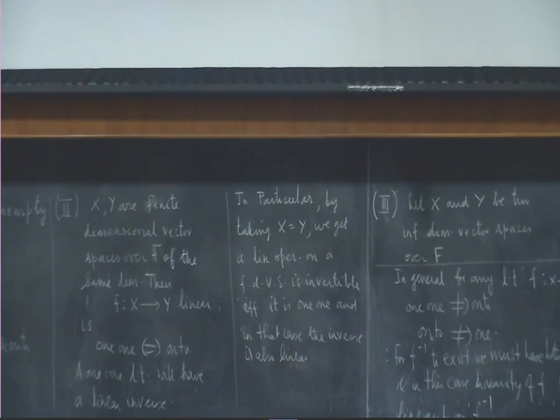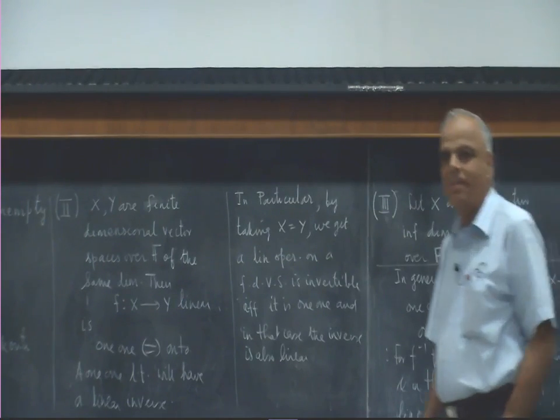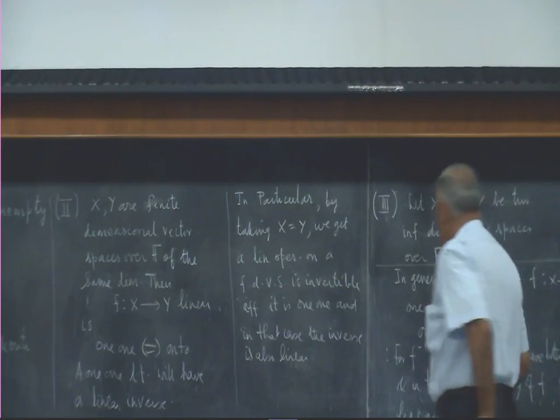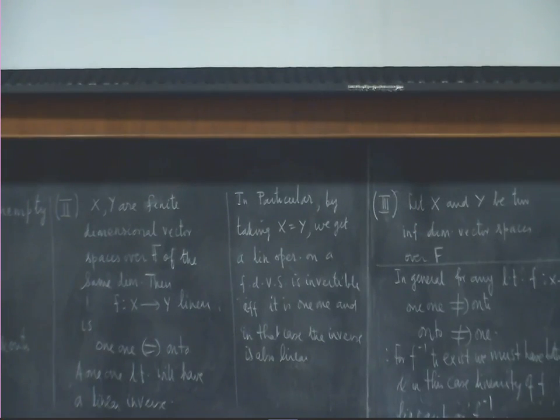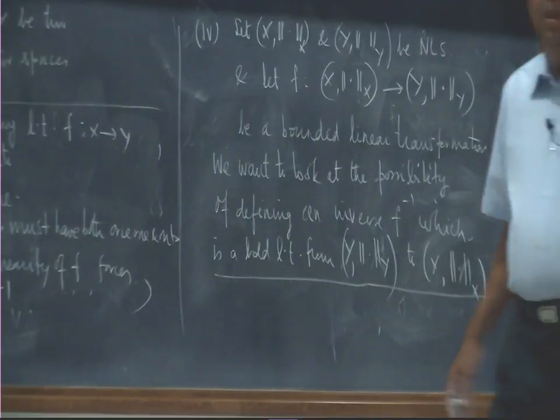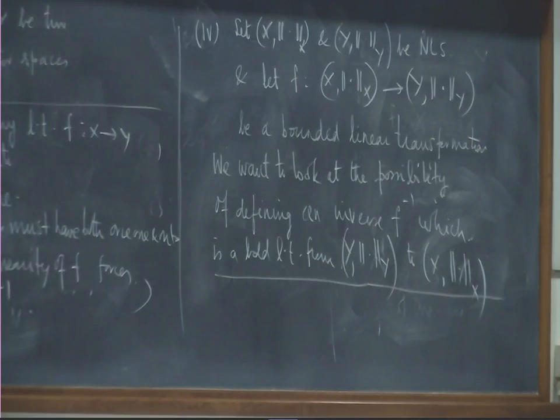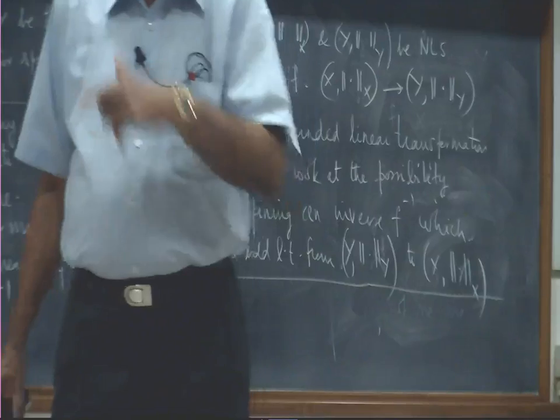So this was our question. Can we define a bounded linear inverse? Under what circumstances does this happen? Let us again look at some examples. First of all, a priori there is no hope unless f is 1-1 and onto. We have seen that in general, if you have infinite dimensional vector spaces, unless you have both 1-1 and onto, there is no hope of defining even an inverse. But once you have that, the linearity forces linearity of the inverse.